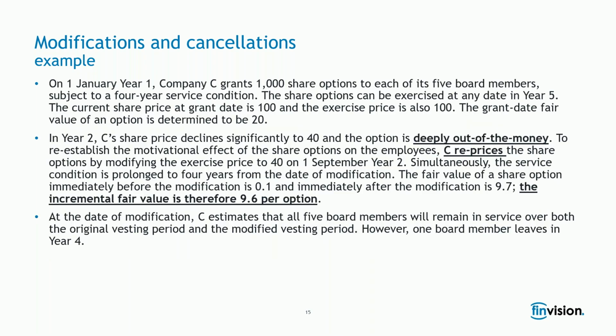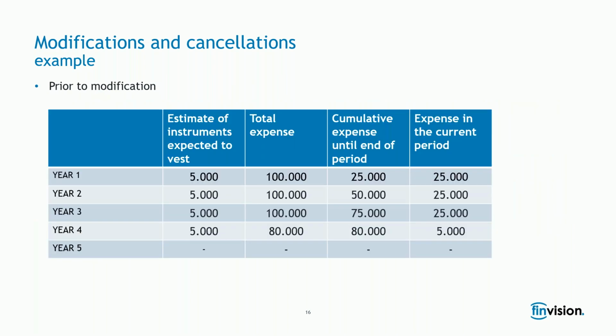And I think we had another factor here, which is the number of board members. One of the board members leaves in year 4. So that's all within our initial accounting for the contract. At the end, in year 5, we had a cumulative expense of 80,000, which is 4 out of our 5 board members' total cost. Now, the important thing here is this table just remains the same.